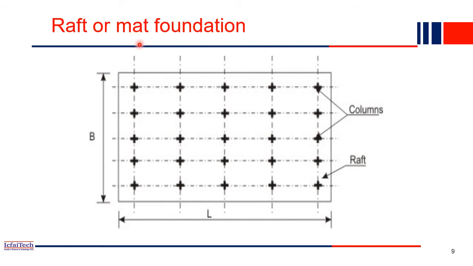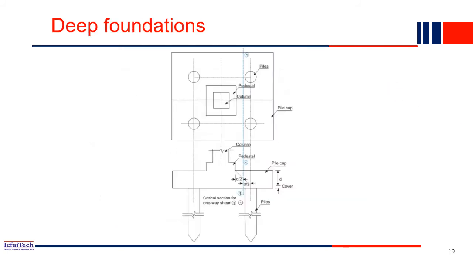Nowadays, if you go to new constructions in the city, you will find these are all high-rise buildings. So there will be a mat foundation at the bottom. The entire area is excavated, and then we provide the slab, an inverted slab at the bottom, and from the slab these columns come up. We call this a raft foundation. These are the different types of foundation.